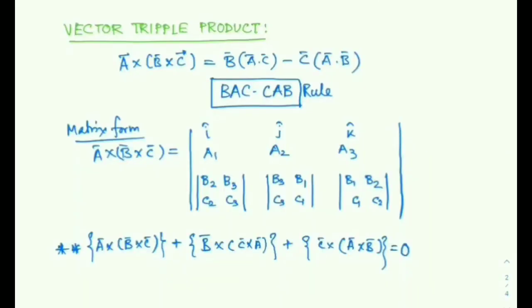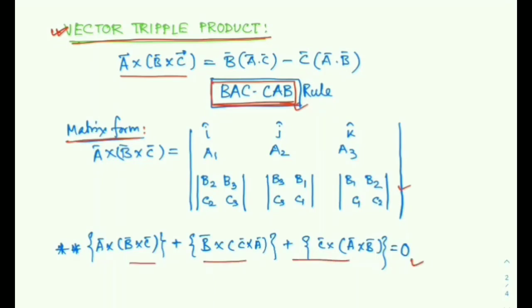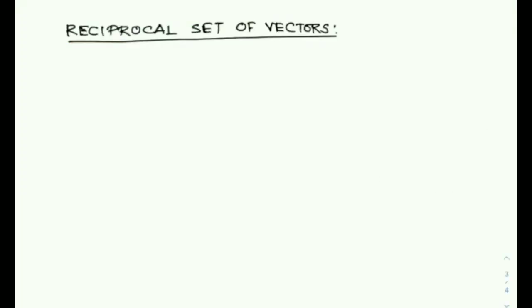Now our topic is the vector triple product, that is, A cross B cross C, and we can write it as B times A dot C minus C times A dot B, that is the back-cab rule. You can remember it this way. In matrix form, the vector triple product can be written the following way: A cross B cross C plus B cross C cross A plus C cross A cross B equals 0.